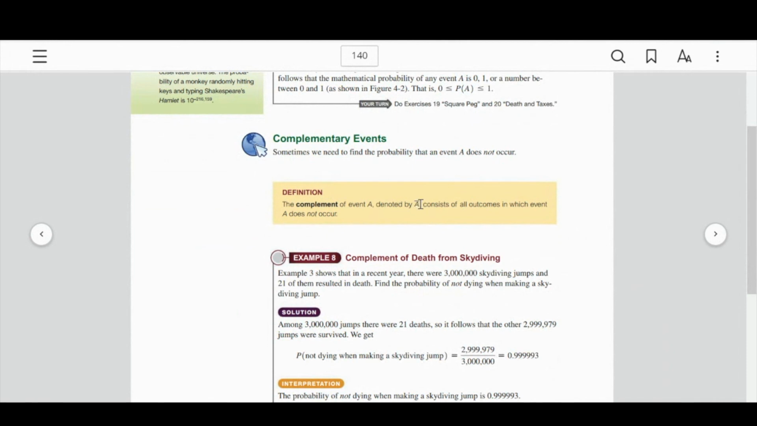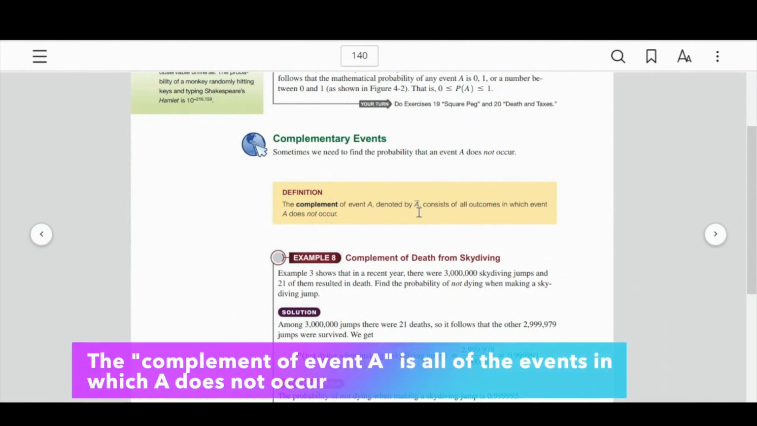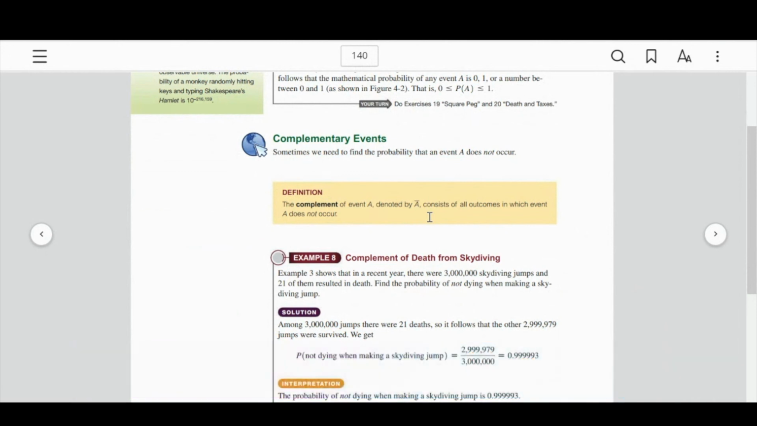It's not A. And so there are actually several different notations used for this. In our book, we'll use A with a bar over it. Wait, that's confusing. It's like X bar. No, it's not like X bar. It doesn't mean the mean of this. That's just a coincidence. If you were taking the 123 class, you would have a different notation for this. There are quite a few different notations for the complement of event A.